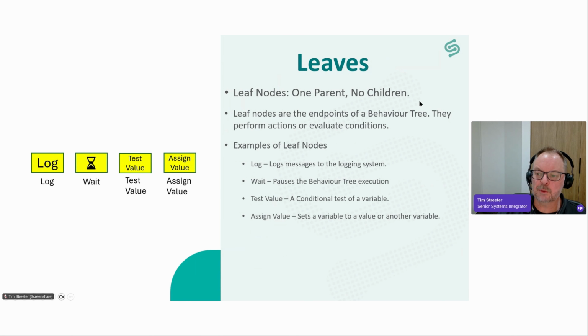Then leaves. These are the ones that do all the real work. Leaf nodes: one parent and no children. Leaf nodes are the endpoints of a behavior tree. They perform actions or evaluate conditions. Some of the examples that we'll probably see here.